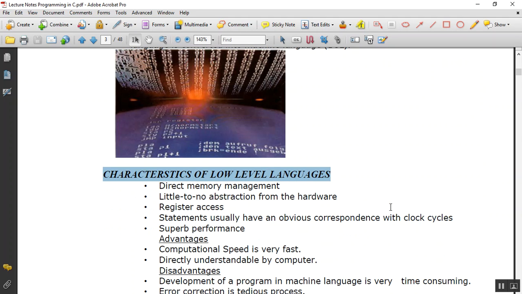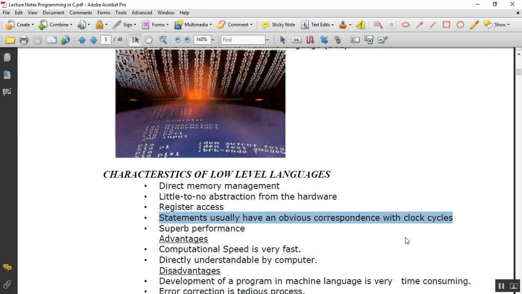Characteristics of low level languages are direct memory management, little to no abstraction from hardware. It is directly representing, or you are giving commands directly which is understood by computer, and you are representing each and every device which is connected to computer in form of 0 and 1. So you are giving exact address of devices also. You can access registers which are on board of your motherboard or CPU. Statements usually have an obvious correspondence with the clock cycles.